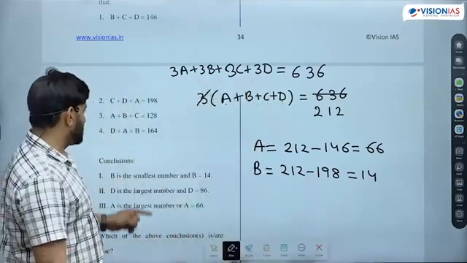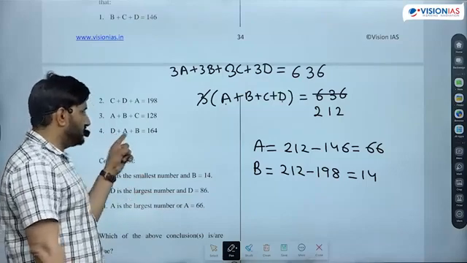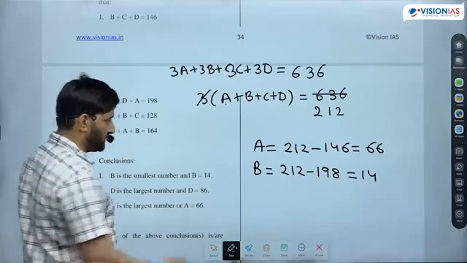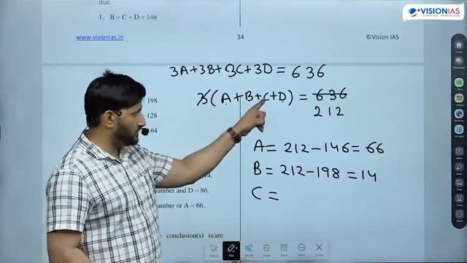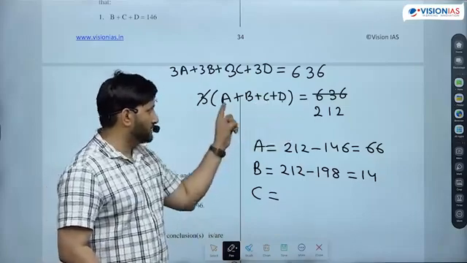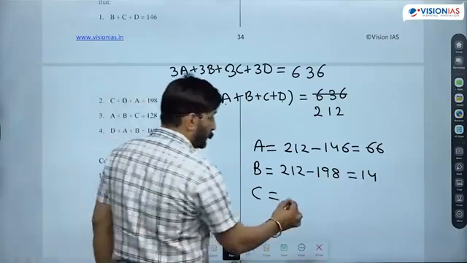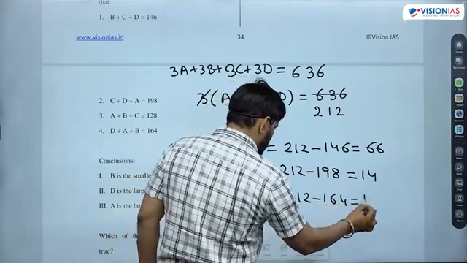Next, look at this fourth one, what is missing here? C is missing. A plus B plus D is given, so we can find the value of C. We have to find the value of C. C will be equal to total minus A plus B plus D. A plus B plus D is 164. 212 minus 164, that is 48.